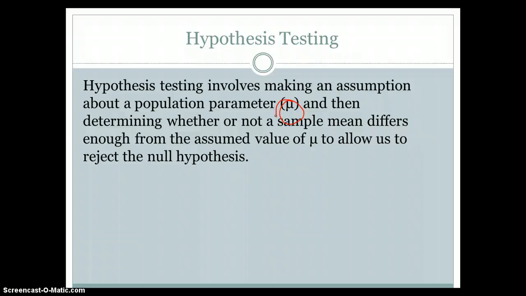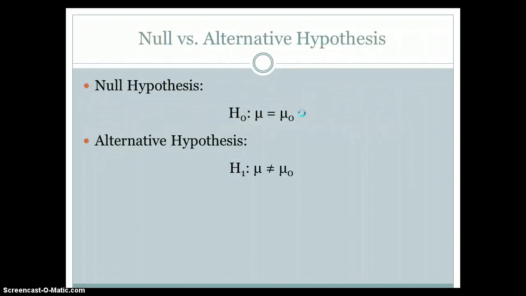So hypothesis testing involves making an assumption about a population parameter and then determining whether or not a sample mean differs enough from the assumed value of the population parameter to allow us to reject the null hypothesis. And a null hypothesis is simply stated like this: the population parameter is the same as what we're finding in our sample. That's the equal sign, the same as. The alternative hypothesis is simply that they are not equal. It is that straightforward, and some of you have already been using this.